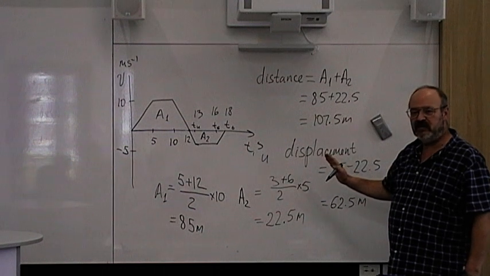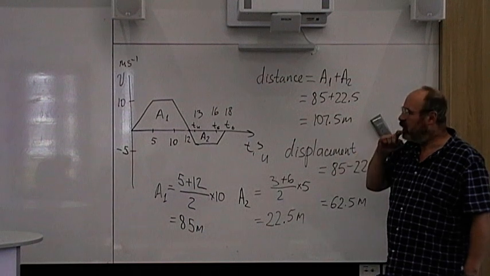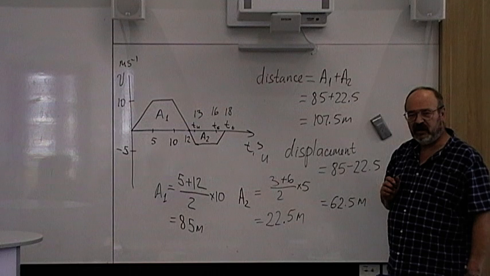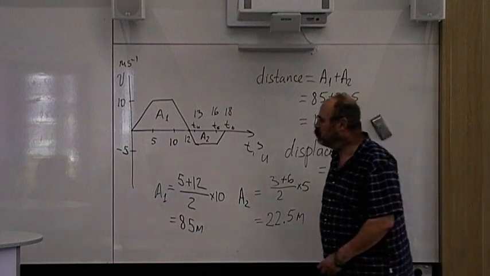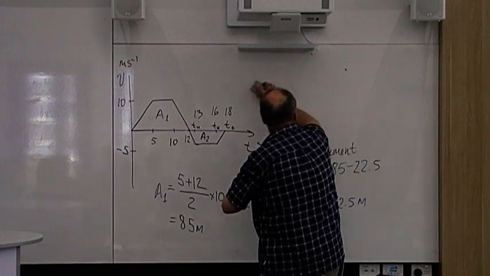Yes, sir. I don't really understand how A1 is displacement. Because the area under the velocity-time graph is displacement. But why is that what displacement is? We had discussed it before, so I will repeat.